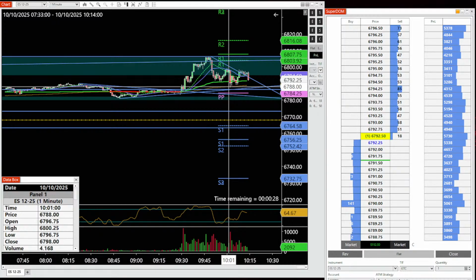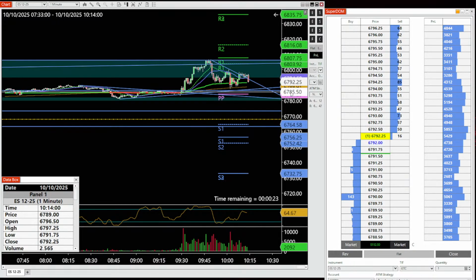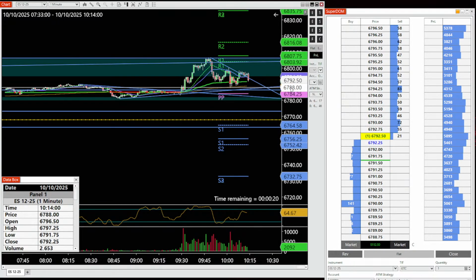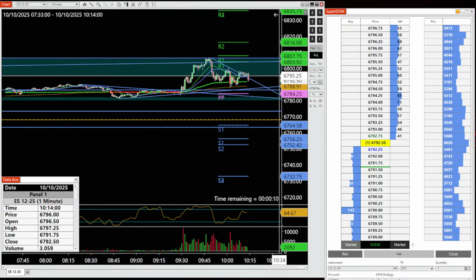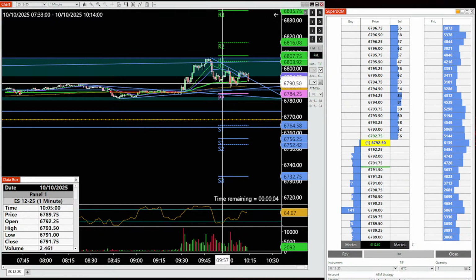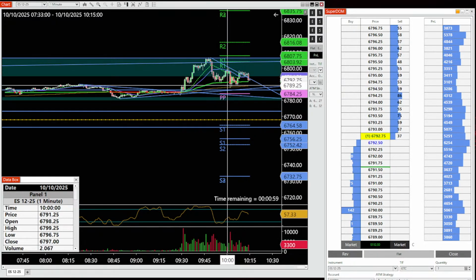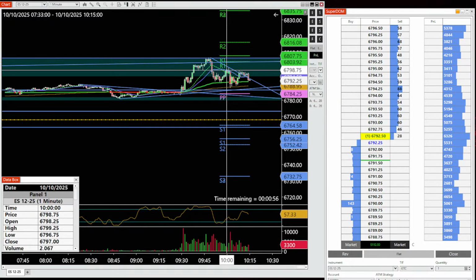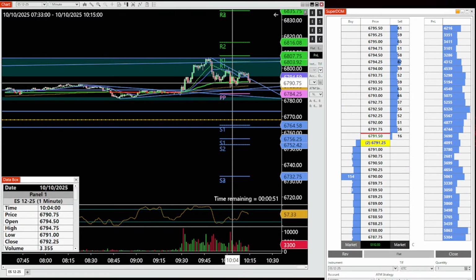Over and under VWAP. Over under VWAP. So right now we're in the 87, 88 range, 90, 98, 88 range. 10-point range there.